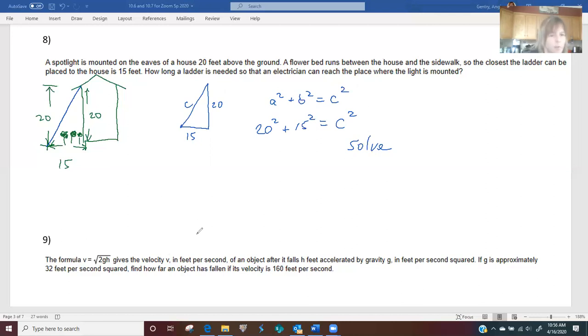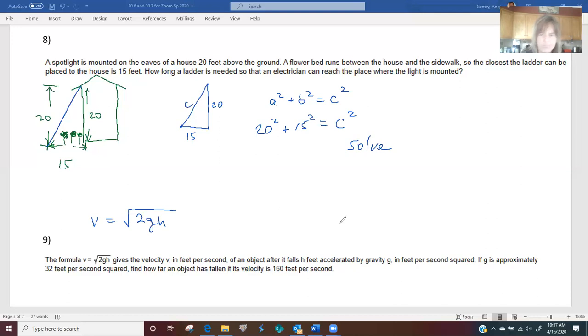And then number 9, the formula gives the velocity, blah, blah, blah, if an object falls. That's a lot of words. I'm not running for the hills. I'm going to attack. And what I'm going to do is just plug in stuff. So please keep this stuff simple. It's really not meant to be that complicated.